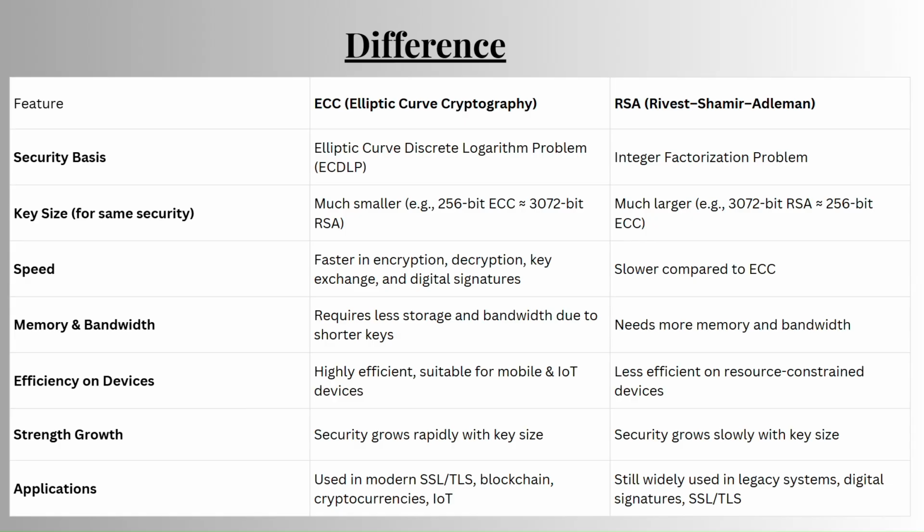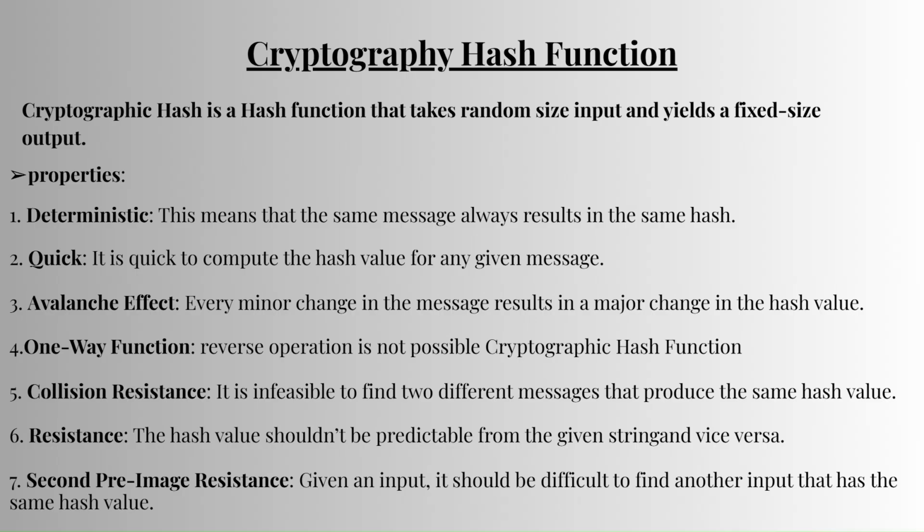Applications: ECC is used in modern SSL, TLS, blockchain, cryptocurrencies, IoT, whereas RSA is widely used in legacy systems, digital signatures, etc.